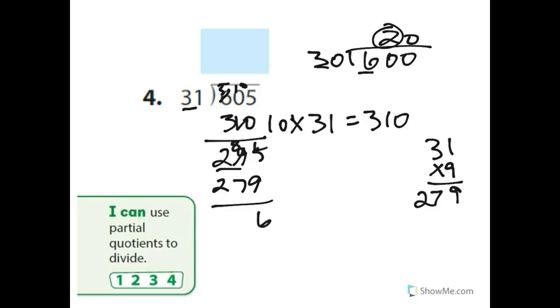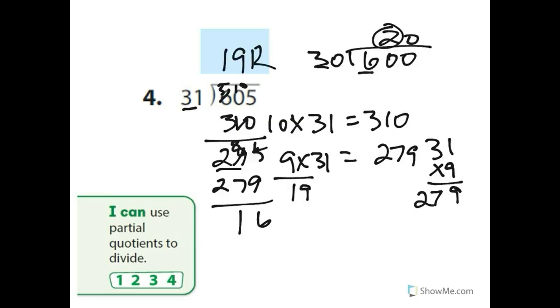15 minus 9 is 6. 8 minus 7 is 1. So I can do my 9. So 9 times 31 equals 279. So 19, what is my remainder going to be? 16. 19, remainder 16. Again, yeah, it takes a lot of skills to do all this.